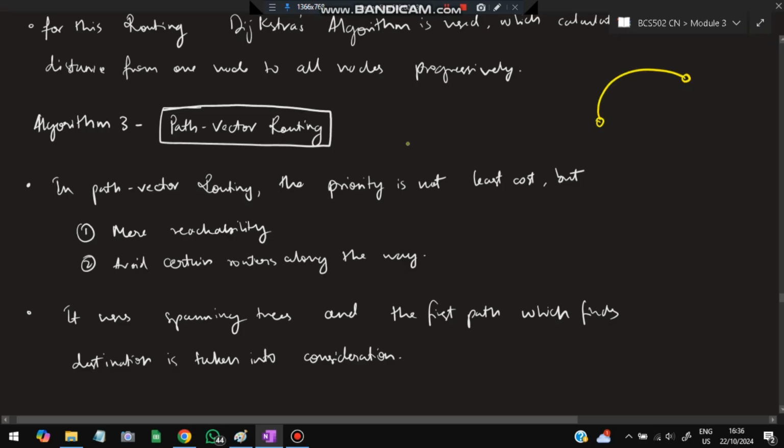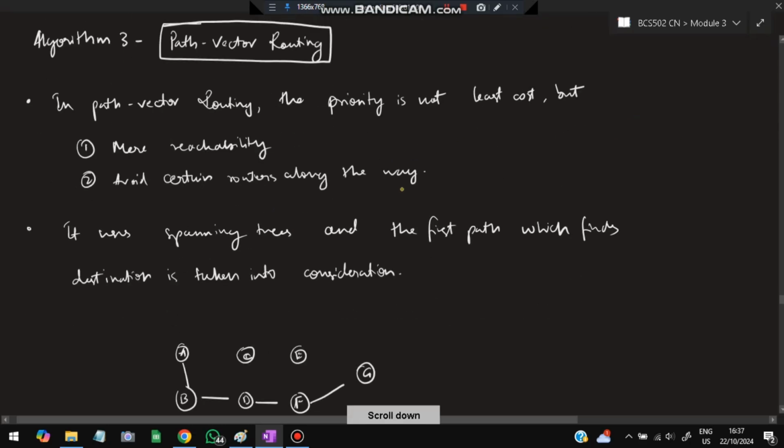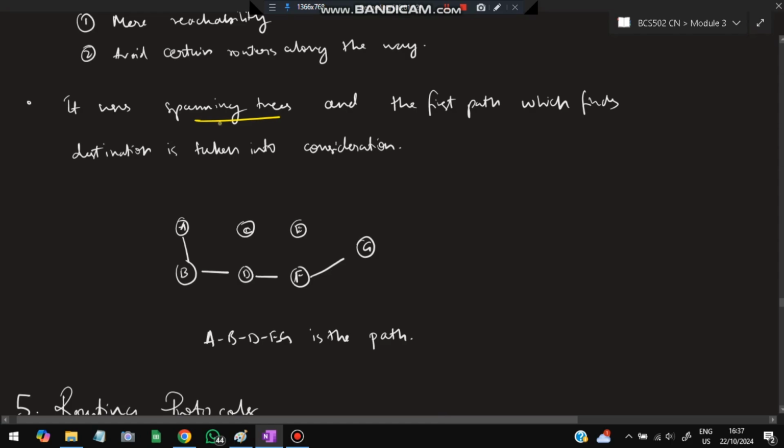In that case, I can use the path vector routing, which will not care about the least cost, but about reaching from one point to another based on other factors. It is also concerned about mere reachability. I don't care about the cost. I just want it to reach safely from one point to another point. In that case, we can use path vector routing. It uses spanning trees here. Spanning trees have a path from one node to all the other nodes which it can reach, and the first path which finds the destination is taken into consideration.